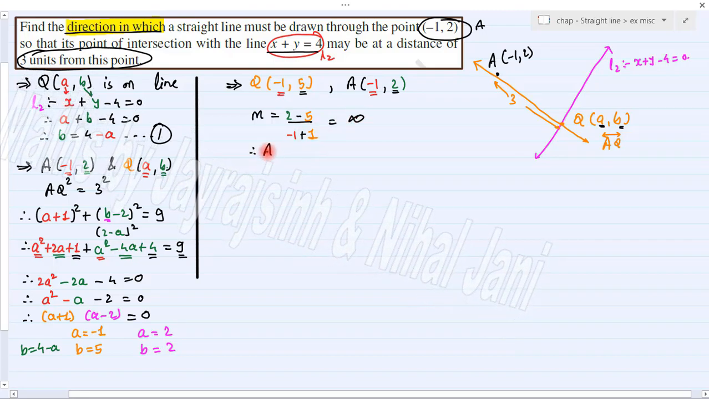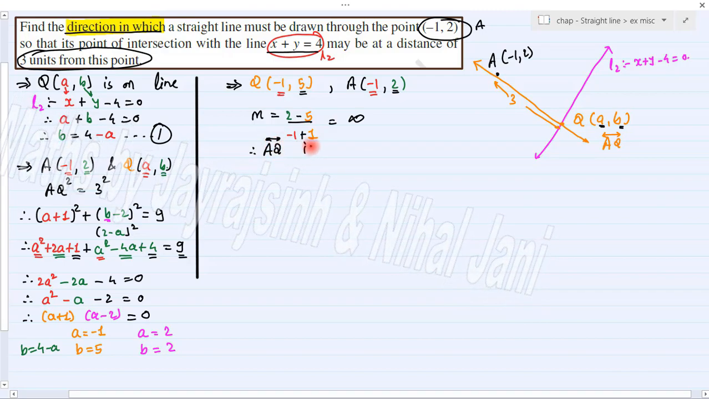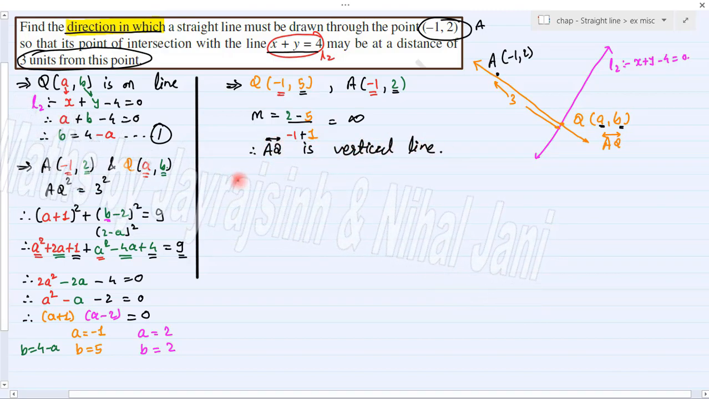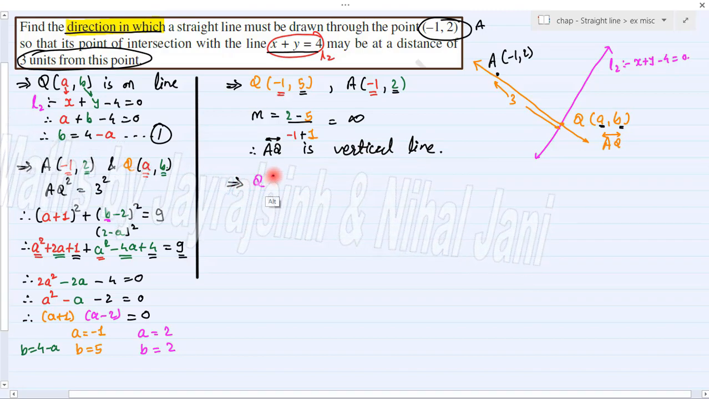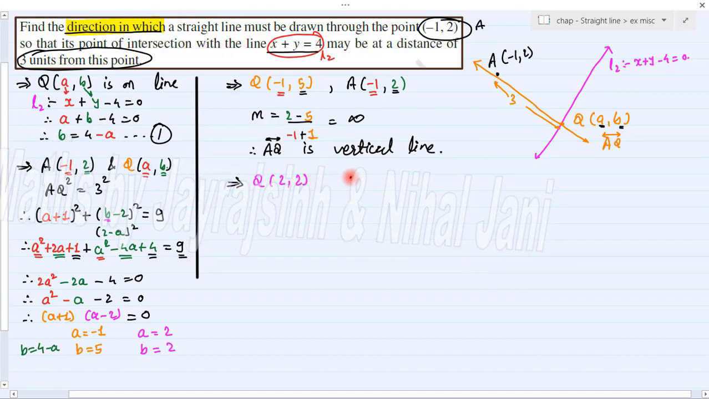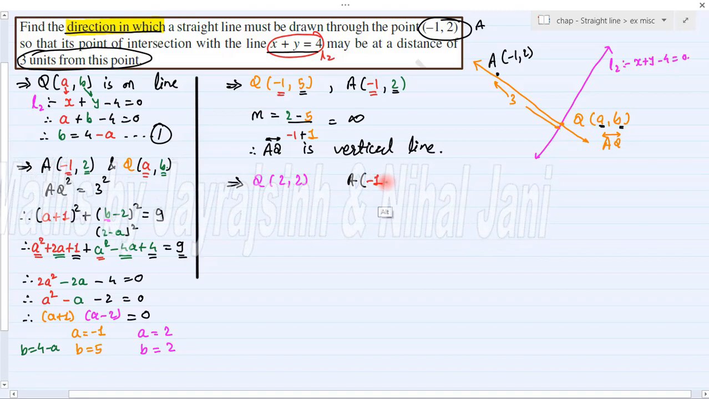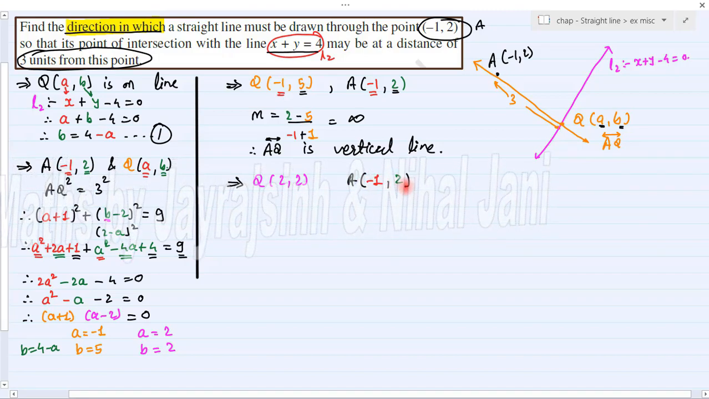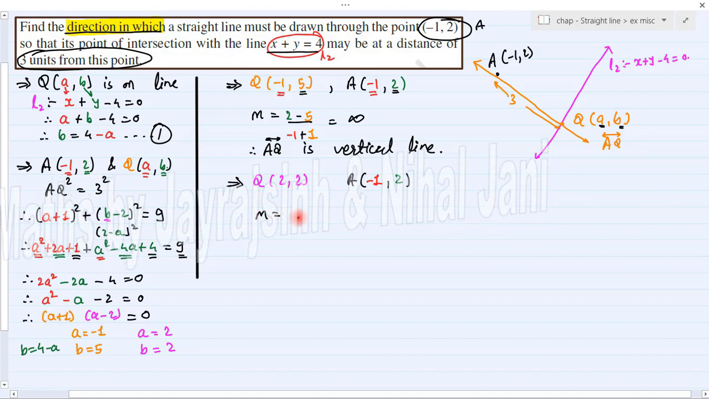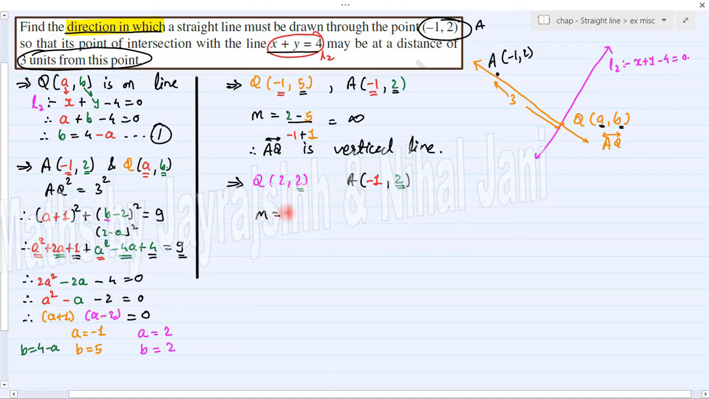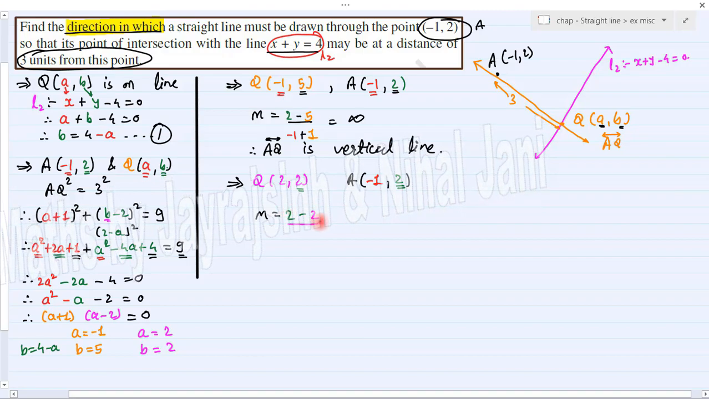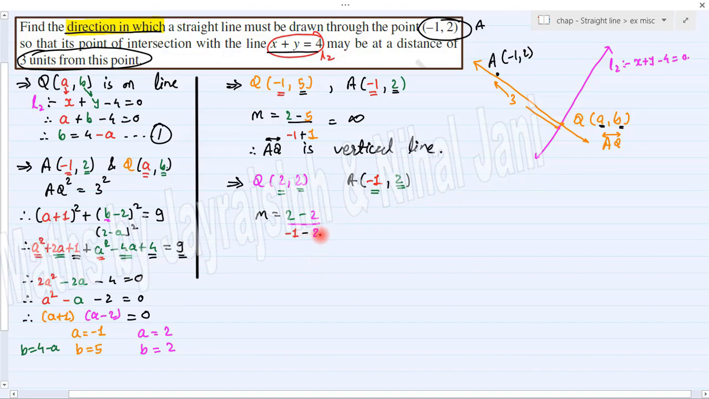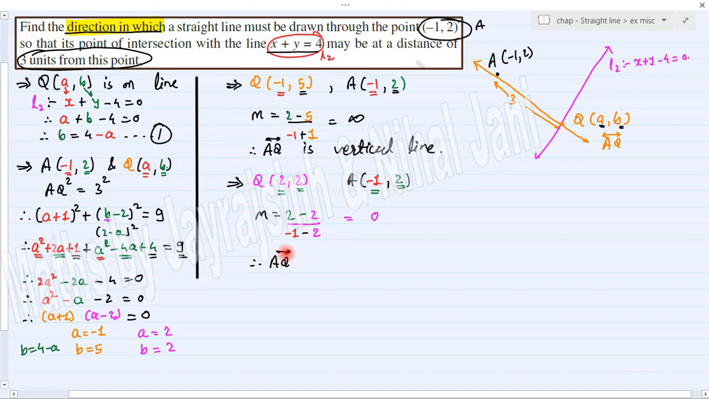Therefore, we can say the AQ line is a vertical line. In the second option, your Q has coordinates 2, 2. So let's find out the direction of AQ in this case. Your slope must be the difference of y coordinates, which will be 2 minus 2, upon the difference of x coordinates, which will be minus 1 minus 2. So it will be 0. So we can say in this case your AQ is a horizontal line.